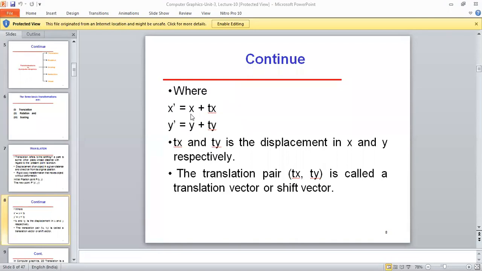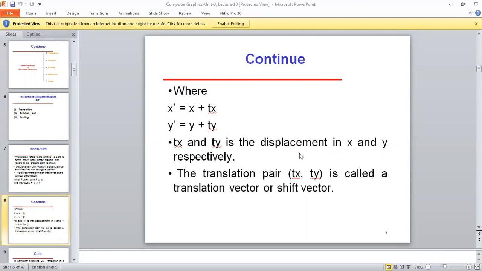How will we calculate? We are already aware of the initial point. Suppose x is equal to 9 and tx, the movement along the x-axis, will be given. Suppose it is 5, then the final point will come 9 plus 5, which means 14. So this x dash we will get 14, and similarly we can calculate y plus ty. Ty means translation or movement along the y-axis. So tx and ty will be provided to you, so that you can calculate the final points.